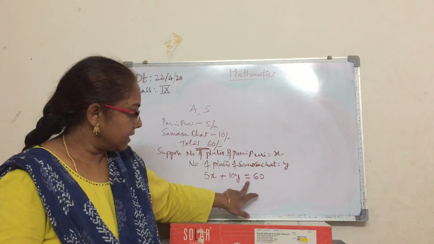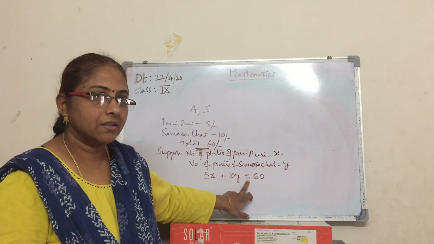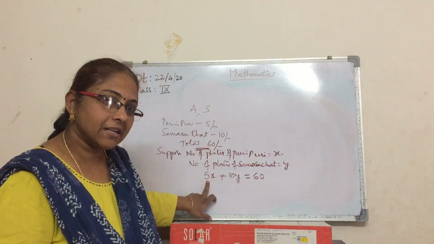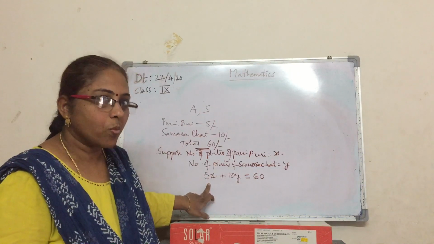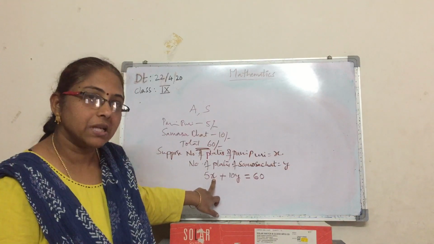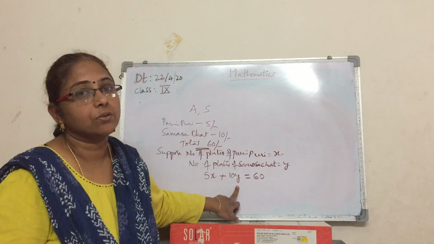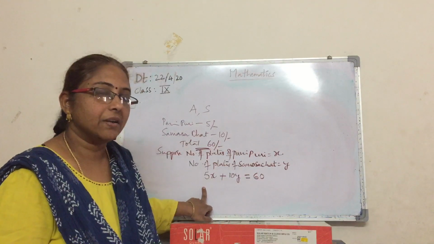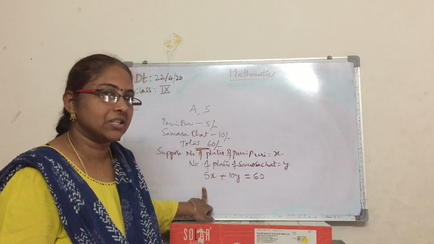Now in this, what is the symbol here? Equal sign. So it is called equation. What is the degree of this equation? 1, because the exponent of the variable x is 1, and y's exponent is also 1. The highest degree is 1. So the degree of this equation is 1, and an equation of degree 1 is called a linear equation.